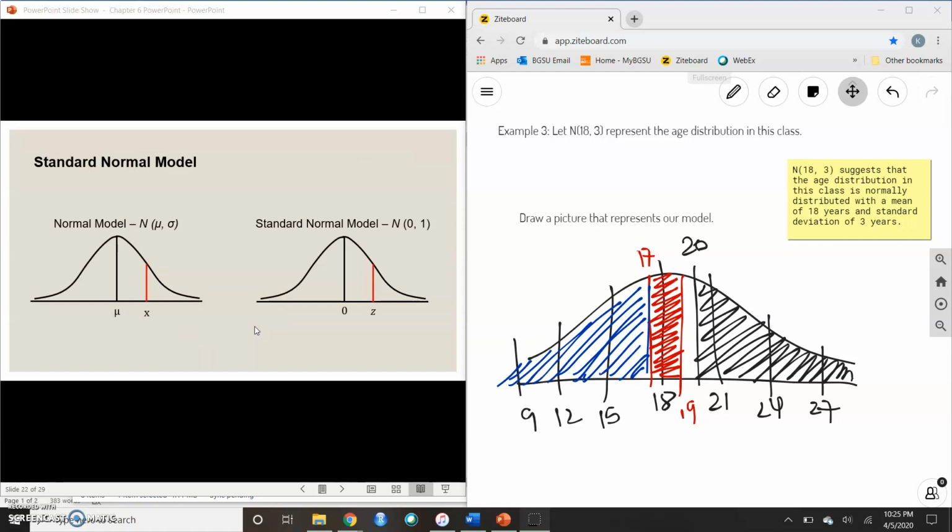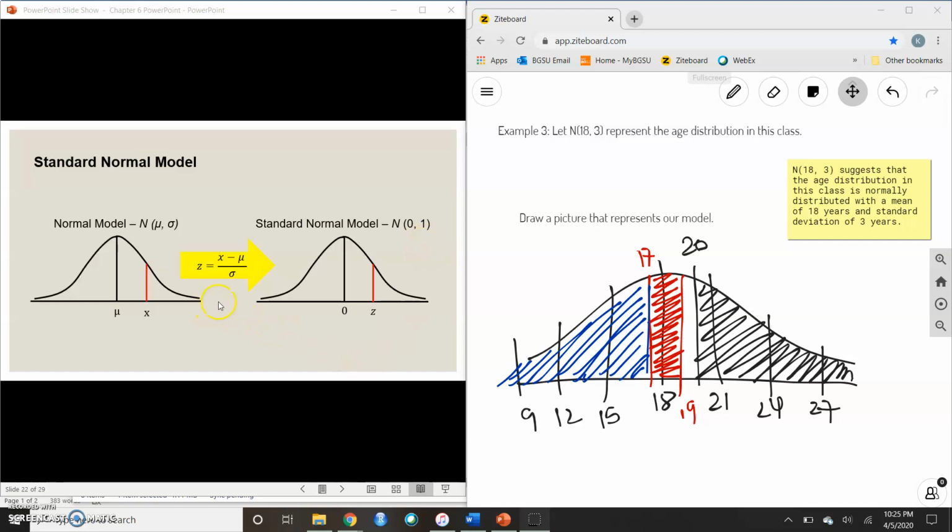So to illustrate what I mean, you begin with a normal model. This is going to be specific to your data. You have your mean value, you have x values, you have your own standard deviation. And then you want to transform it into a standard normal model where the mean now is assumed to be 0. The values are going to be standard units instead of data values. And then your standard deviation is assumed to be 1.